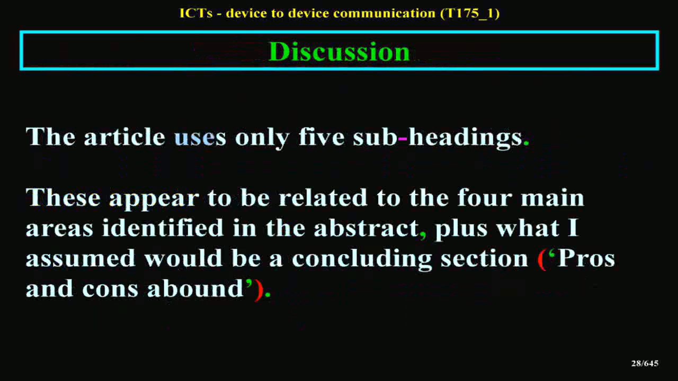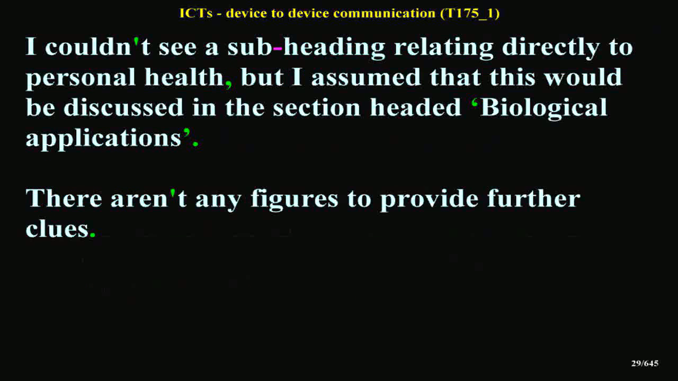Discussion. The article uses only 5 subheadings. These appear to be related to the 4 main areas identified in the abstract, plus what I assumed would be a concluding section, Pros and Cons Abound. I couldn't see a subheading relating directly to personal health, but I assumed that this would be discussed in the section headed Biological Applications. There aren't any figures to provide further clues.